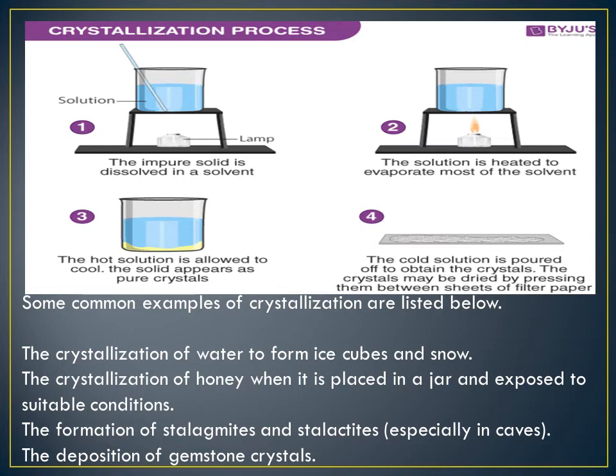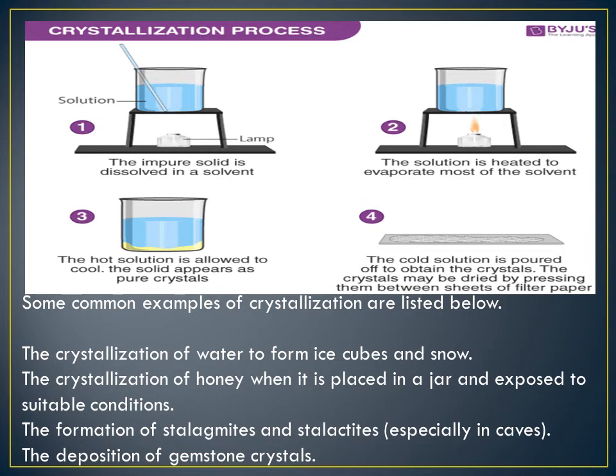See what is happening in the first diagram. The impure solid is dissolved in a solution. Understood? The lamp is being heated. Second, what happened? The solution is heated to evaporate most of the solvent. Got it? The third point, the hot solution is allowed to cool. The solid appears as pure crystals.